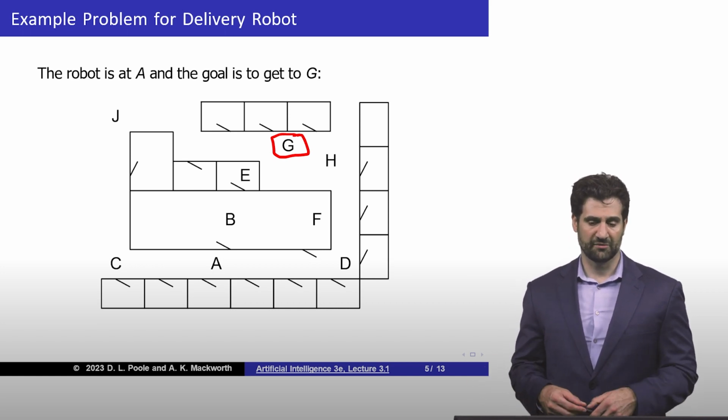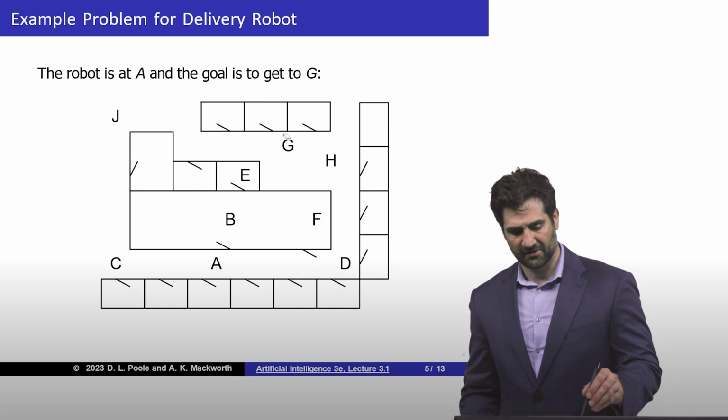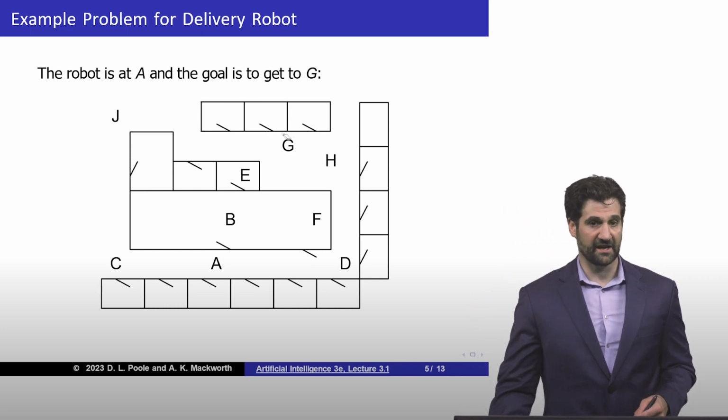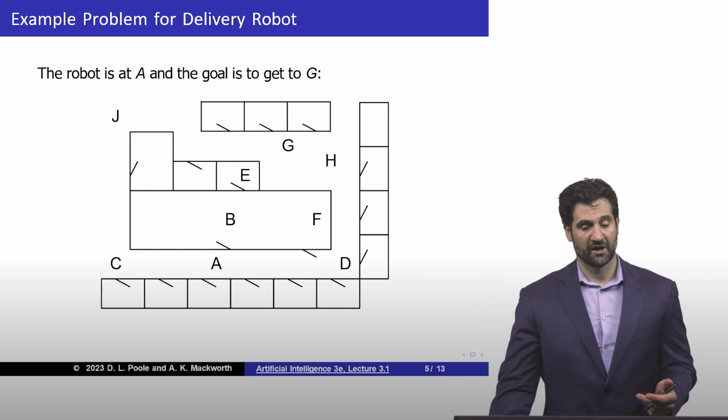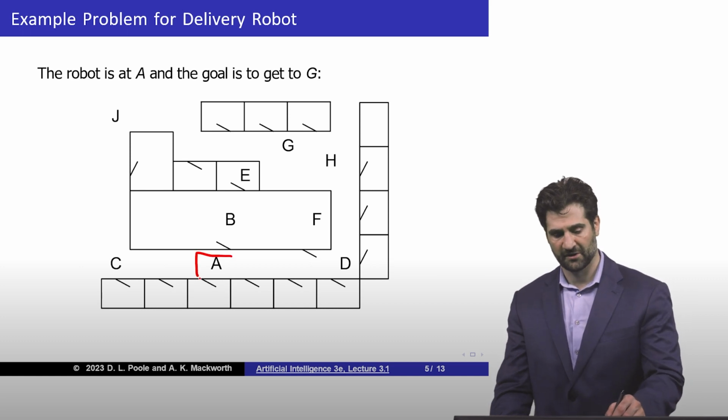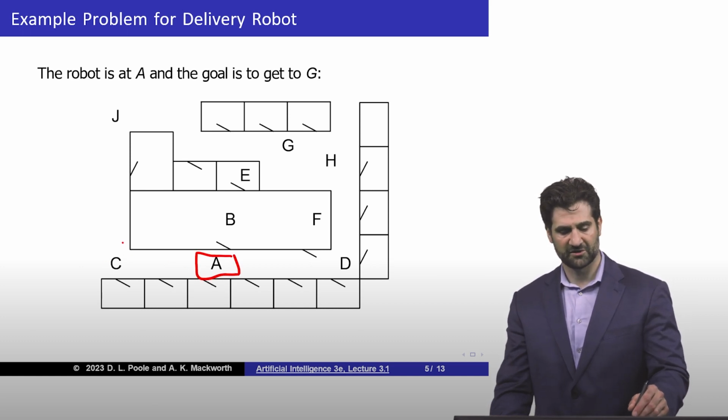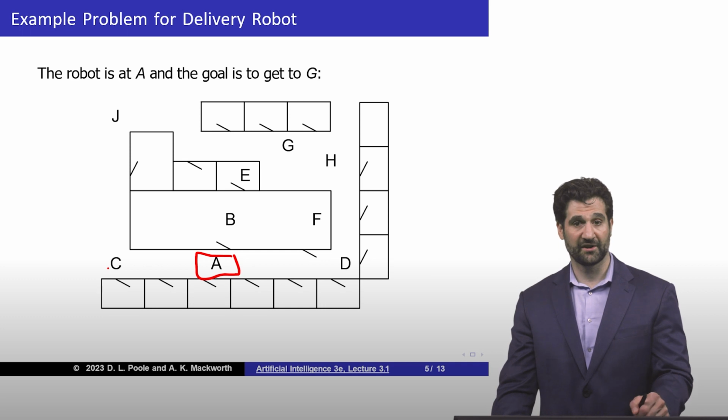And so maybe we say that if you're in state A and you're looking to move left or right, if it moves left, it's going to be in a state where the robot is at C.